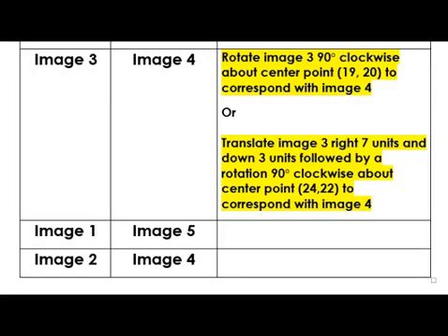Both methods that were illustrated are described in the table. The first transformation was a single transformation. Image 3 was rotated 90 degrees clockwise about center point (19, 20) to correspond with image 4. The second transformation was a series of transformations. Image 3 was translated right 7 units and down 3 units, followed by a rotation 90 degrees clockwise, about center point (24, 22) to correspond with image 4.